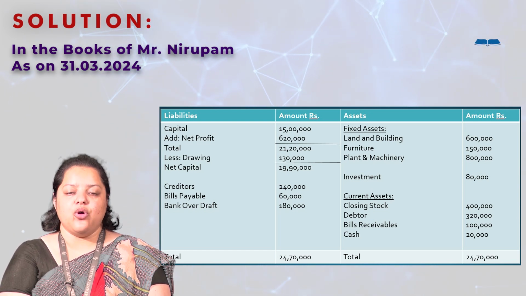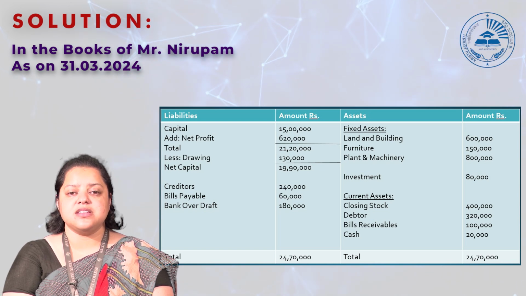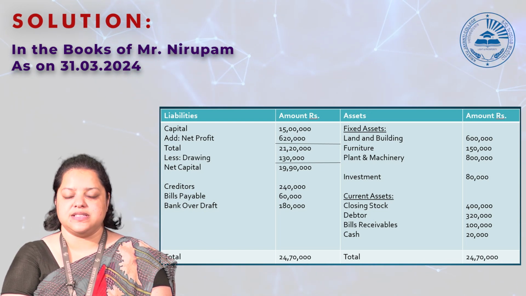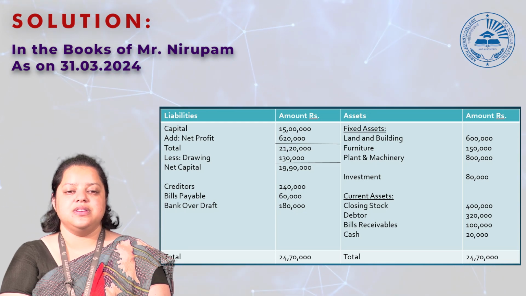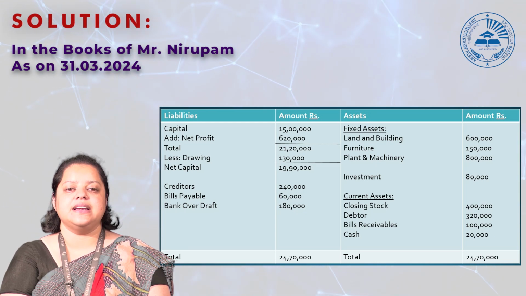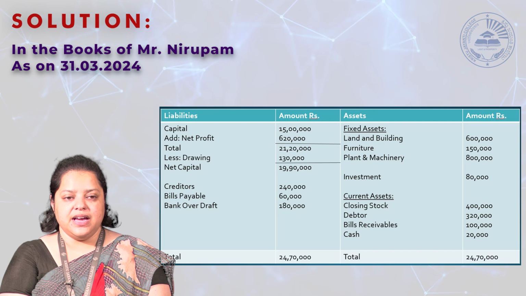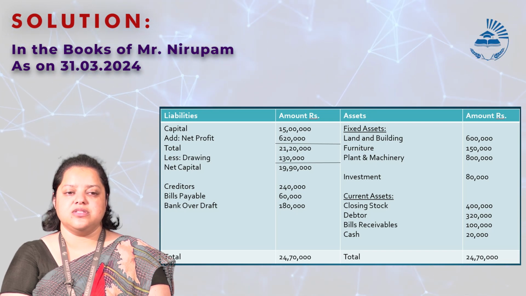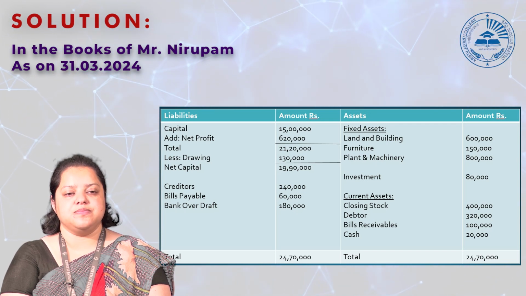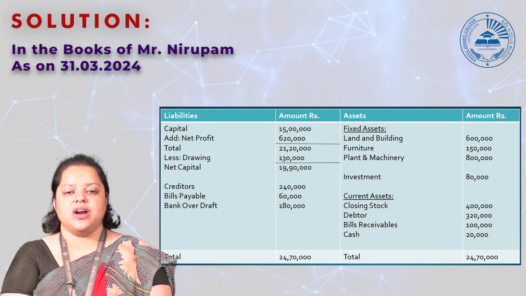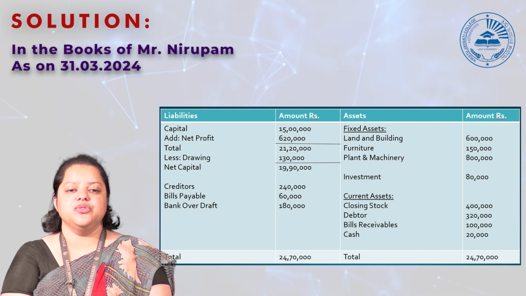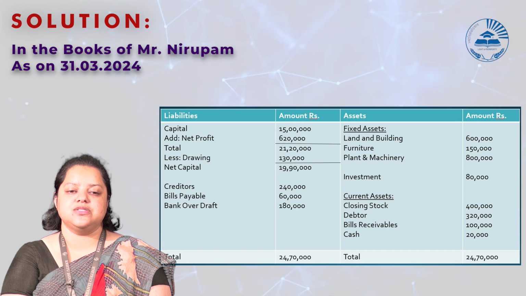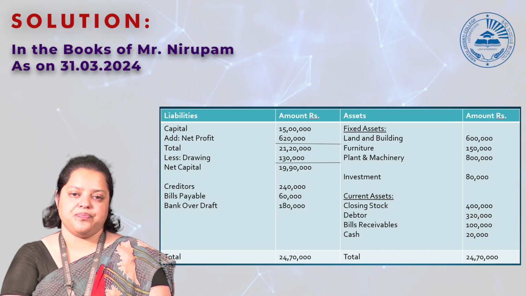So after getting all these final amounts, our last step is that we need to add all these amounts. Please look into the liability side. On the liability side, net capital we got 19,90,000. With that we need to add 2,40,000 of creditors, 60,000 bills payable and bank OD 1,80,000. If you add all these amounts, you will get total liability of 24,70,000.